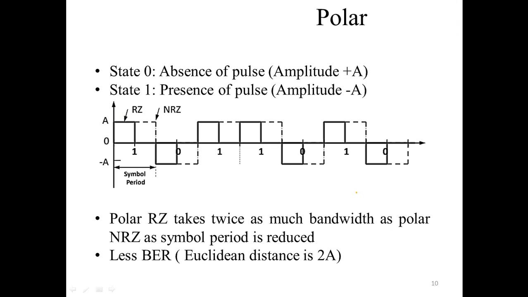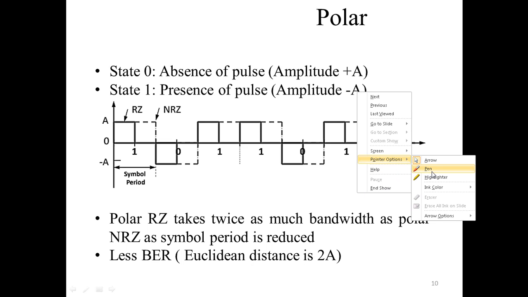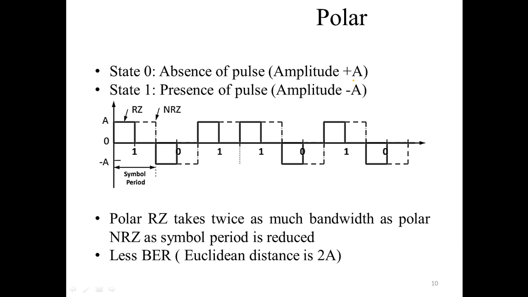So let's see polar. So again, there are two poles. The name shows that this is basically polar, and you can have two poles. This is basically bipolar. You can have multiple poles, 3 poles, 4 poles as well. Let's say we are using bipolar. 2 poles are there, plus A and minus A. So you can see that the things remain the same.